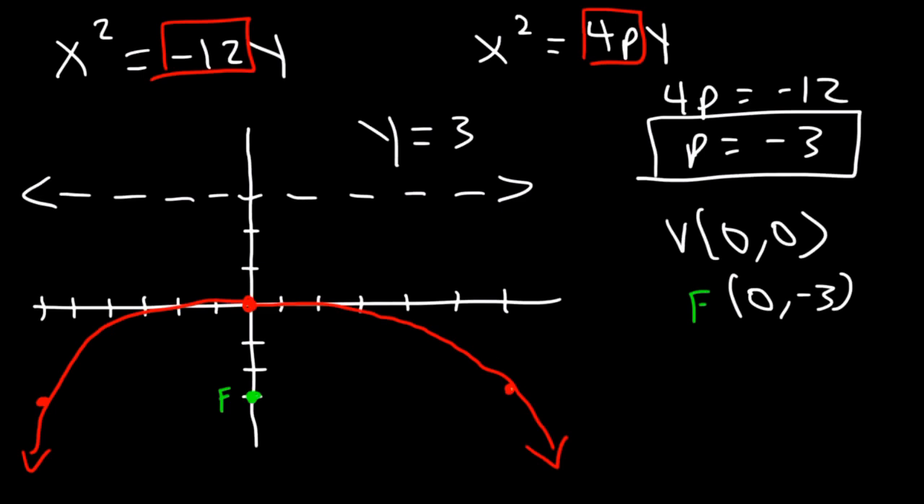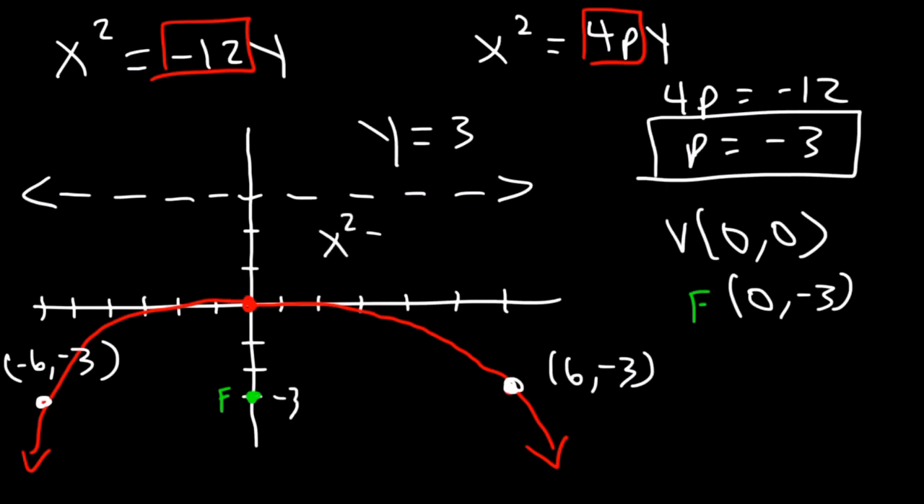And if you want to, you can confirm the points using the equation. So we have the point 6, -3, and also -6, -3. So this time, let's plug in a y value of -3, and let's solve for x.